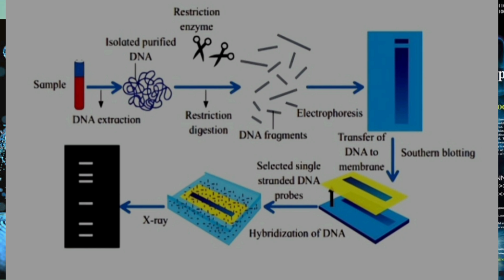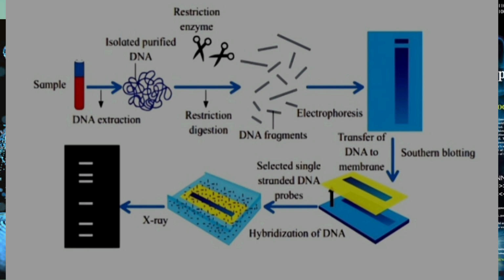And the 6th is hybridization. In this process, the probe is added to the nitrocellulose membrane containing DNA fragments. The single-stranded DNA probe pairs with the complementary base sequences of the DNA strand. As a result, DNA-DNA hybrids are formed on the nitrocellulose membrane. Unbound single-stranded DNA probe fragments are washed off.